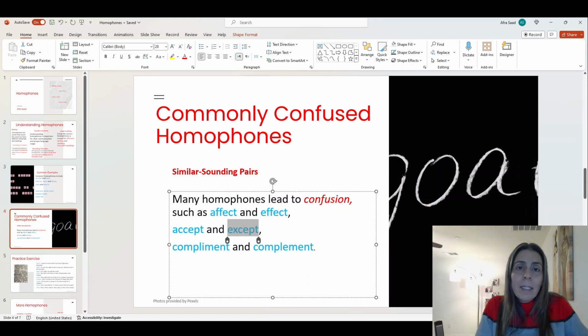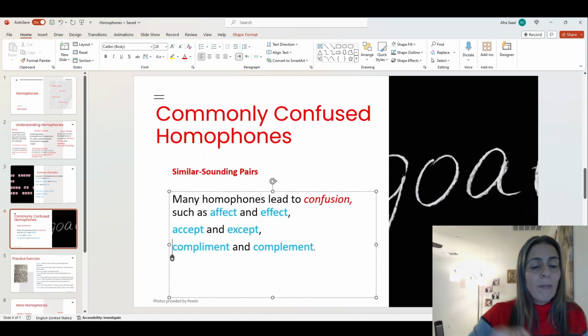Okay, excluding: when we say except, it means excluding, out of something. Let's say all the boys are fast except for four of them. They're not fast. They don't run fast.